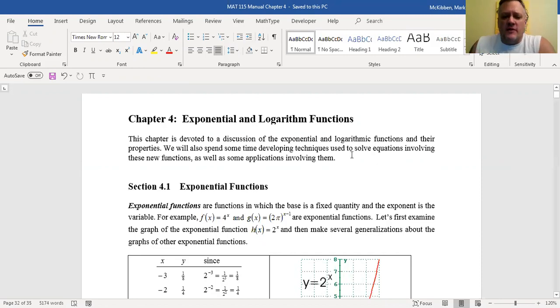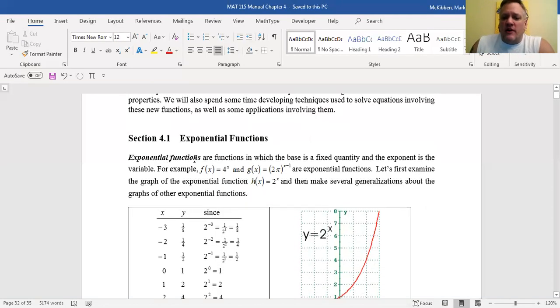So an exponential function, this is the new class of functions we're going to consider, is one for which the base is fixed and the exponent varies. For example, 4 to the x, or 2π, which is a number, to the x minus 1. Those are called exponential functions. Now we're going to start off basic with just 2 to the x, make some observations about its graph, and then we'll generalize to other bases.